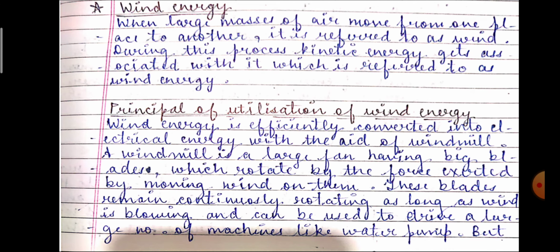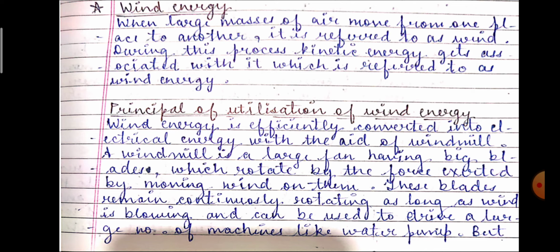Now, what is wind energy and what are its principles? What is wind energy? When a large mass of air flows from one place to another, it is referred to as wind. During this process, kinetic energy gets associated with it, which is referred to as wind energy. Principle of utilization of wind energy: wind energy is efficiently converted into electrical energy with the aid of a windmill.